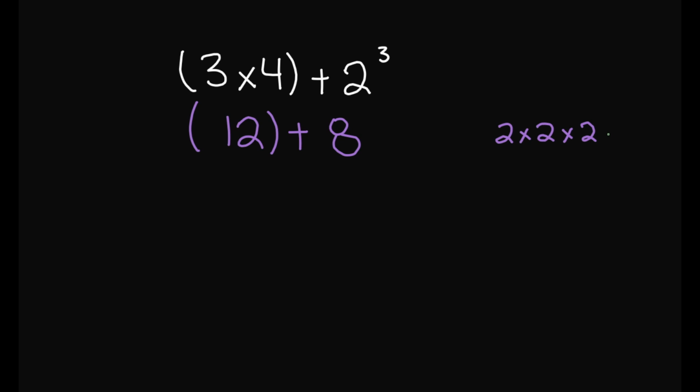2 times 2, this is going to equal 4. So this is 4 times another 2. This is going to equal 8. So 2 cubed is 8. And now we're going to add. So now we have 12 plus 8. And 12 plus 8, this is going to equal 20. So your final answer here is 20.